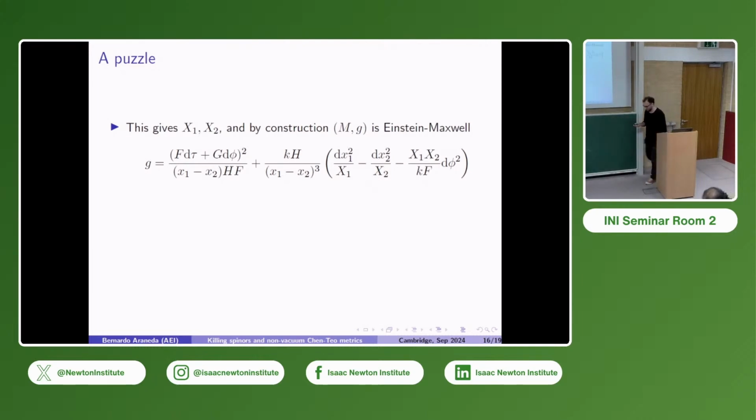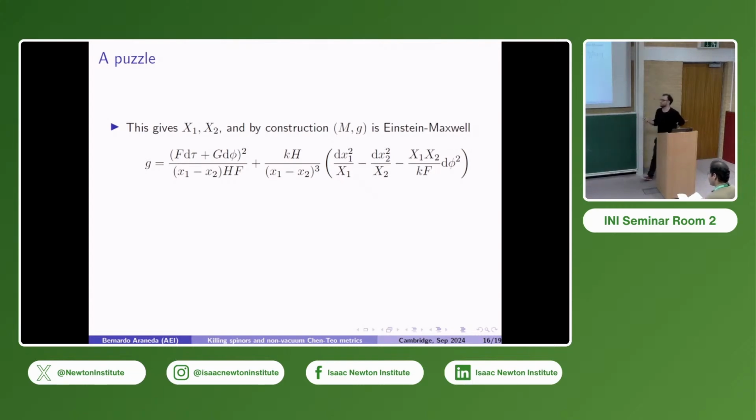As I mentioned at the beginning, the total equation is, if you want to solve the Ricci-Flat condition, then you solve the total equation and you determine everything. But here I'm actually solving the Einstein-Maxwell condition. It still boils down to the total equation. But now the puzzle is that you have determined x1 and x2, these two unknowns in the Chen-Teo ansatz, and by construction the geometry is Einstein-Maxwell.